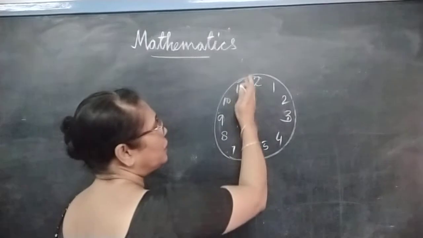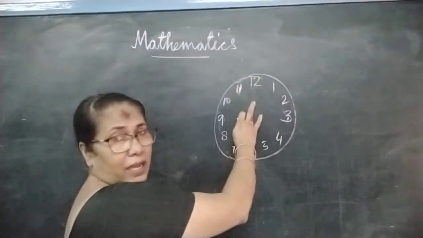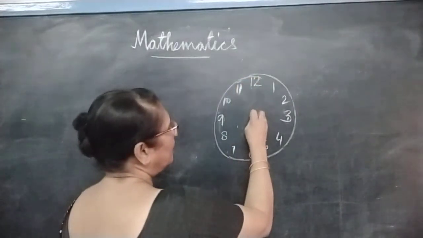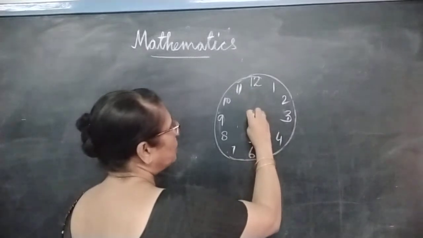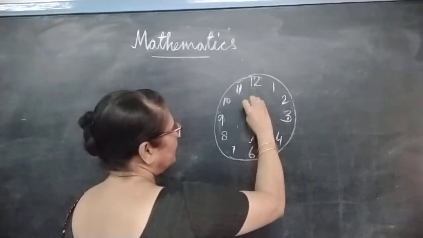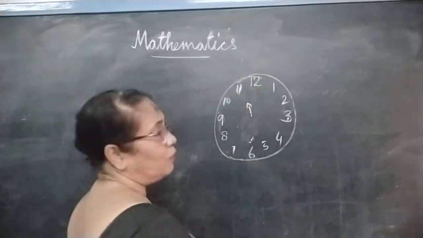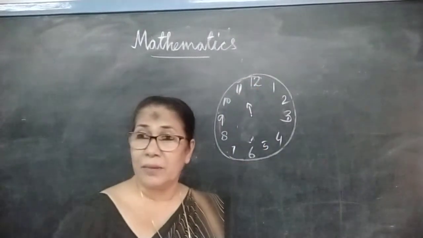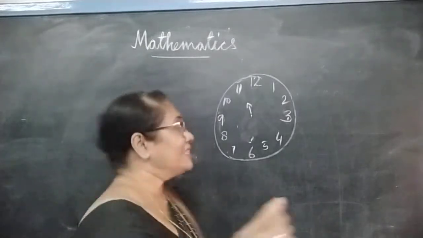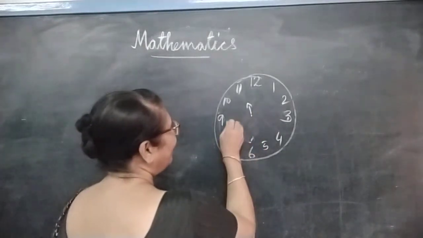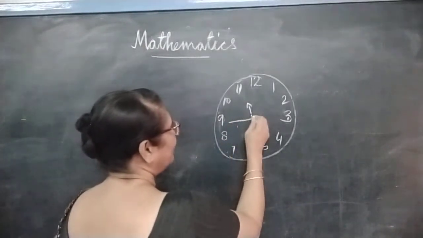11:45. It should be between 12 and 11. Okay, not 11. Now I'll show you. It should come between here. Not here, between here. 11. And what is the long hand? I mean the minute hand? Yes, it's on 9.